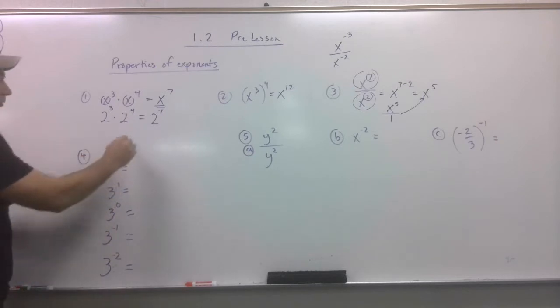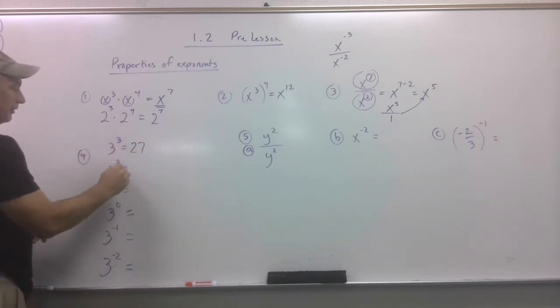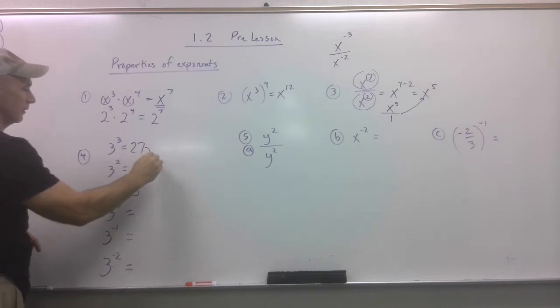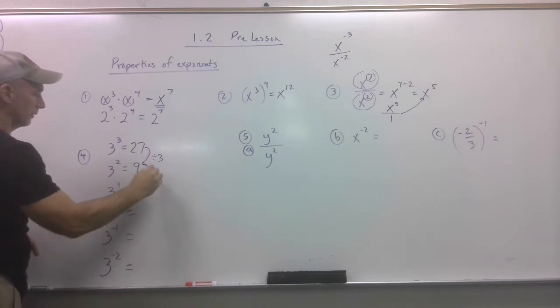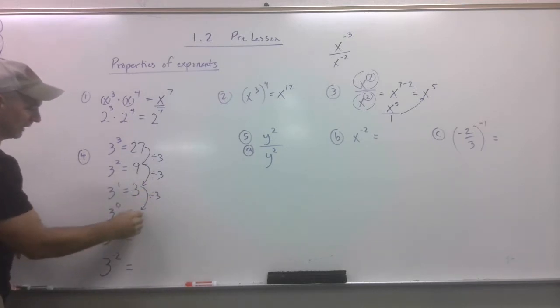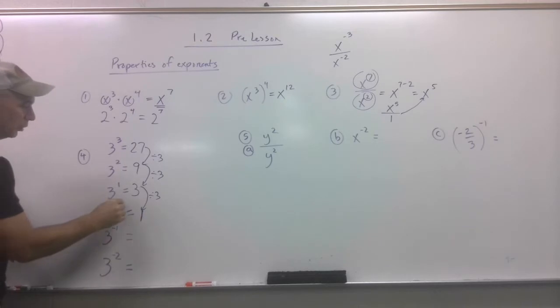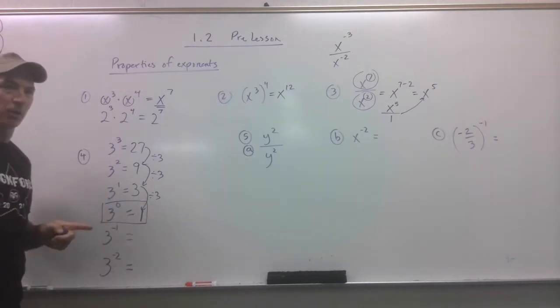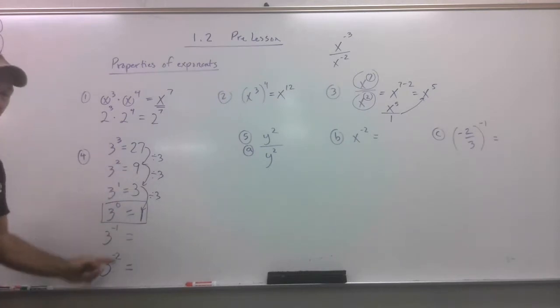So 3 cubed, what is it? 27. 3 squared, 9. 3 to the first, 3. Notice the pattern. Divide by 3, divide by 3. So that tells me what to do next. Divide by 3. 3 divided by 3 tells me the answer to this next problem. And there's a golden rule. Anything to the 0 power is not 0, it's 1 because of this.